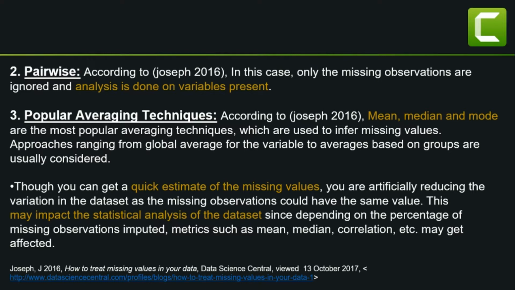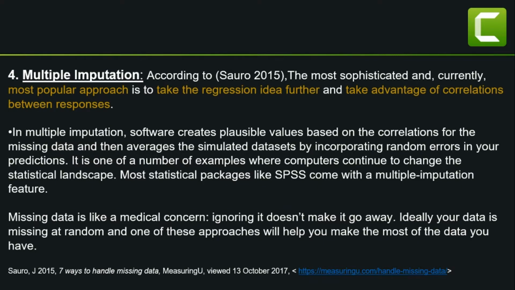So moving on to the last one, multiple imputation. It is currently the most popular approach. In this, software creates plausible values based on correlation for the missing data. It averages simulated datasets by incorporating random errors in your prediction. Missing data is like a medical concern. Ignoring it doesn't make it go away. Ideally, data is missing at random, and one of these approaches will help you to make the most of the data that you have. Thank you.